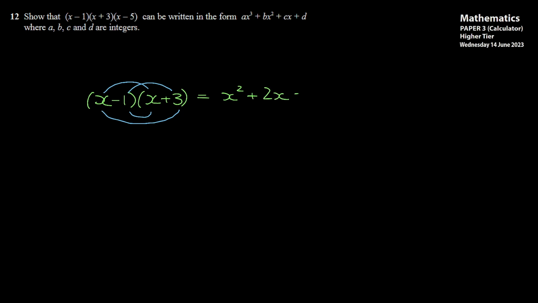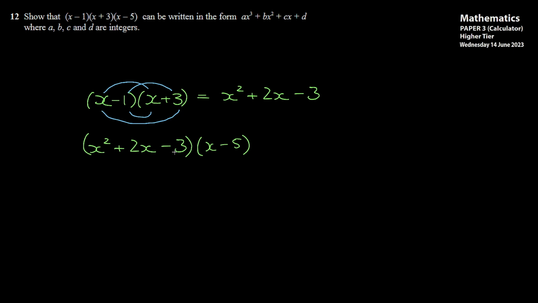So let's work out the quadratic from those first two brackets. And the usual routine gives us x squared. Okay, underneath we've got -x and +3x making +2x and the last term -3. So now we've got to multiply our answer here by the last remaining term, x minus 5.